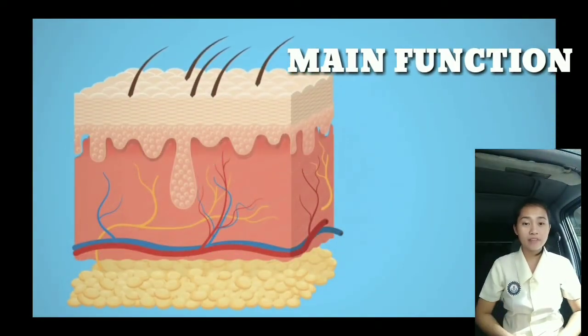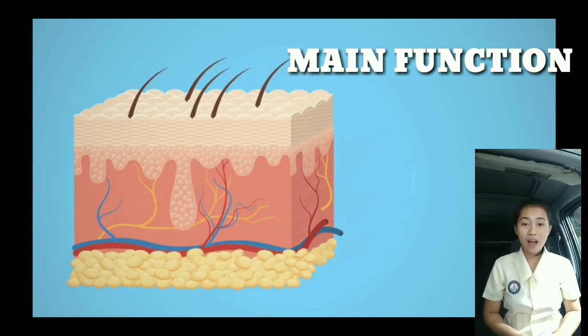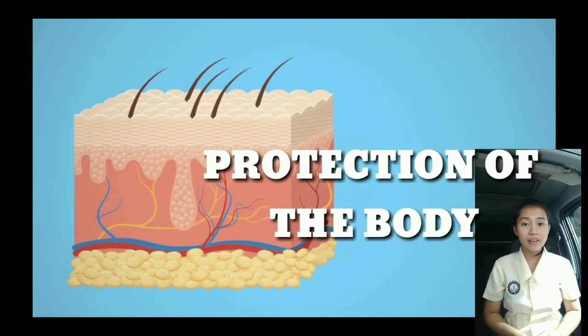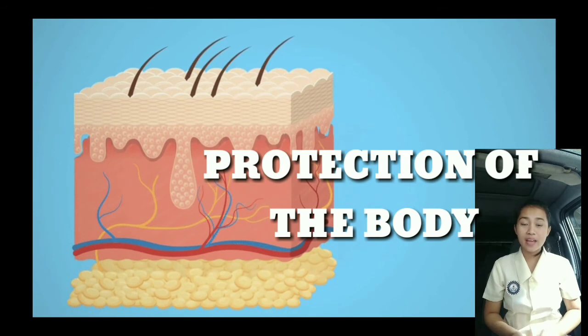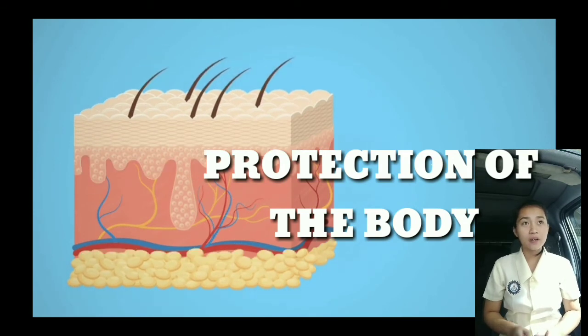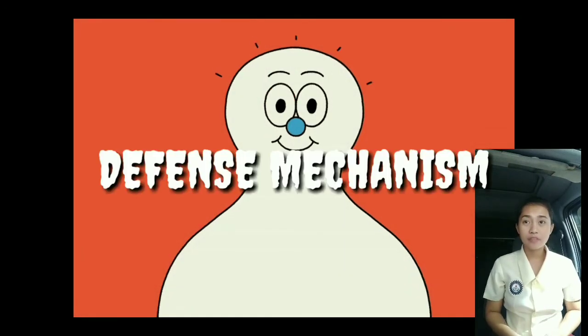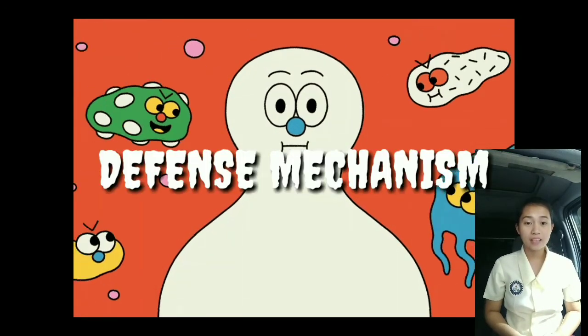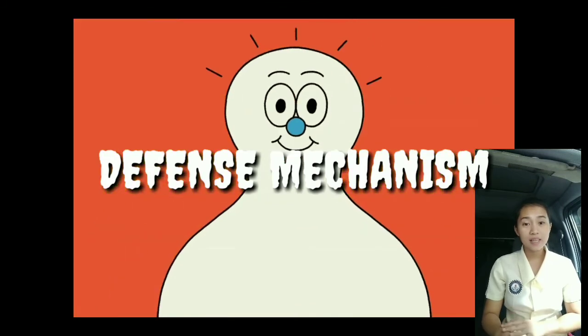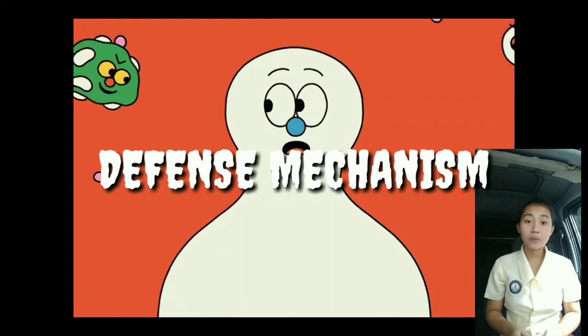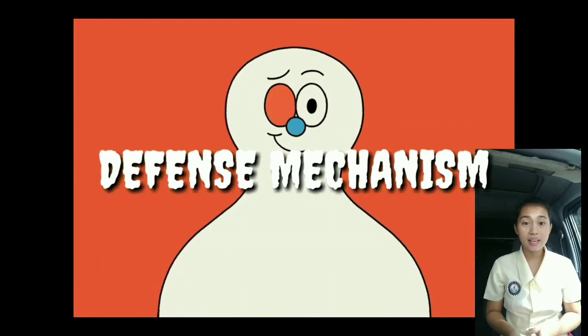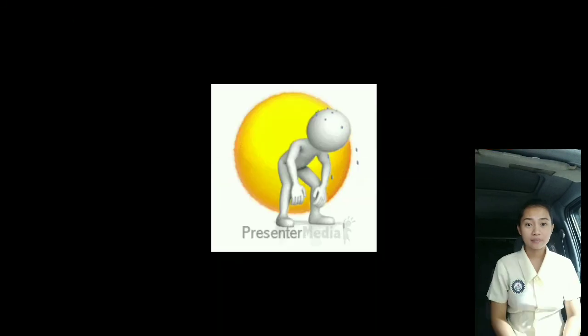And the main function of integumentary system is to act as a barrier or protection of our body from the outside world or any elements of nature like the air, wind, water, sun rays, and any other toxic substances. Another, skin is one of the first defense mechanisms ng ating immune system kasi sa ating skin meron siyang mga nakatirang immune cell na nagpo-produce ng first line defense against any infection.